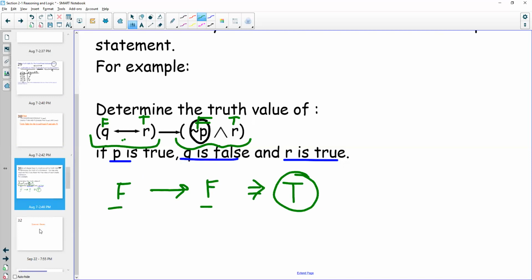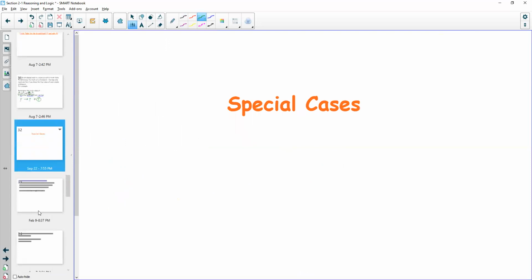Okay, there are some special cases in truth tables. I'm going to pause here and I'm going to start a new video so that you guys have a minute to digest and come back to this.